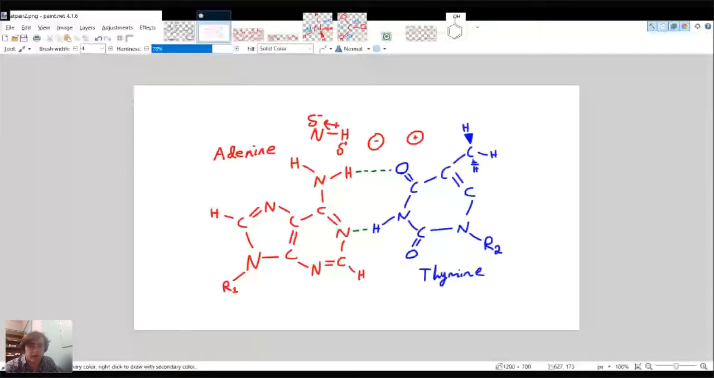And it's the same case with the interaction on the bottom of the page. The nitrogen is partially negative by nature, and this becomes partially positive, because the electronegativity difference is just so large that there's a very strong attraction. And you don't have to know this in depth right now. This is called hydrogen bonding.